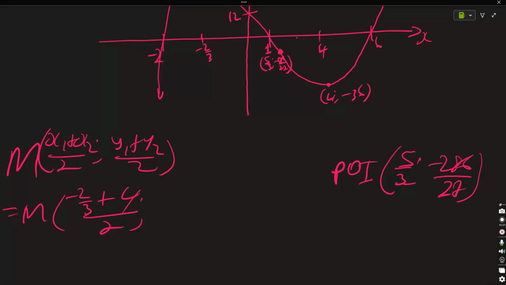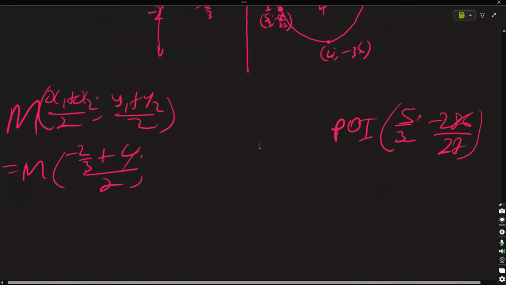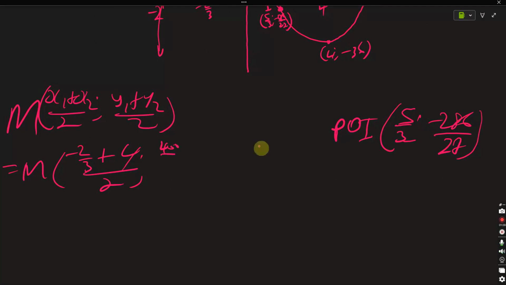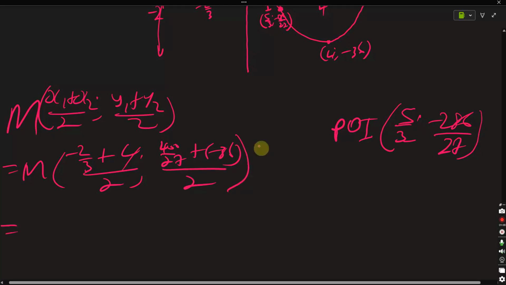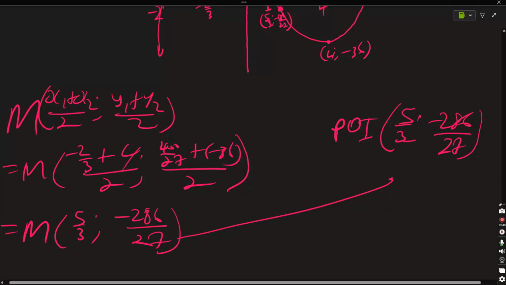Right. So then y1, what is y1? It is 400/27 plus negative 36, over 2. Now, if you take your calculator and calculate the x part, you'll get 5/3. Then you calculate the y part, you'll get negative 286/27, which is the same as the point of inflection.